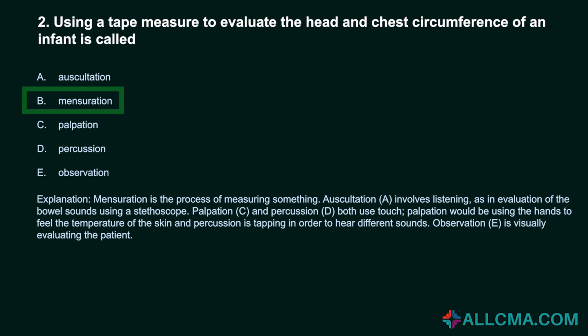Mensuration is the process of measuring something. Auscultation, A, involves listening, as in evaluation of the bowel sounds using a stethoscope. Palpation, C, and percussion, D, both use touch. Palpation would be using the hands to feel the temperature of the skin, and percussion is tapping in order to hear different sounds. Observation, E, is visually evaluating the patient.